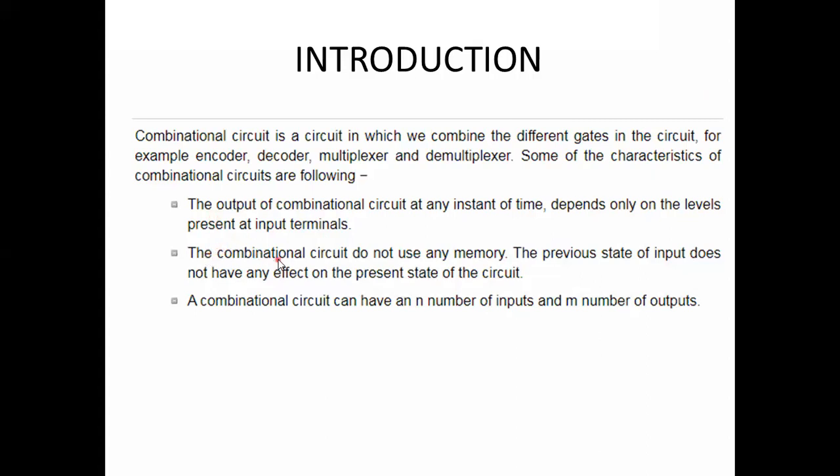The combinational circuit does not use any memory. So here we have no necessity to use memory, because the present output depends on the present input only. So no need to store any data here. That's why no need to use memory in this combinational circuit. The previous state of input does not have any effect on the present state of the circuit. That means here we do not need the previous output or the previous input for getting the present output.